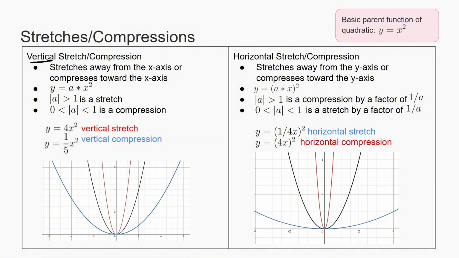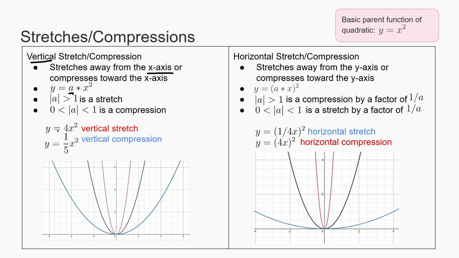So vertical means that we're going towards or away from the x-axis. And we have y equals a times x squared, where a is going to be our constant. If the absolute value of a is greater than 1, it's a stretch. If the absolute value of a is between 0 and 1, it's a compression. The reason we care about the absolute value is because we care about the magnitude of the number. If it's negative, it's still going to be a stretch or compression. There's just going to be reflection in there as well.